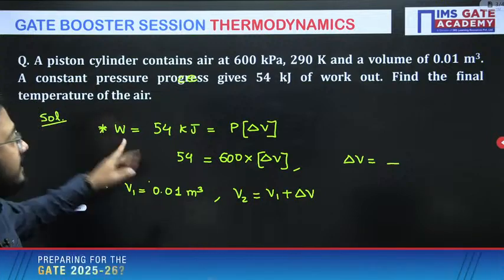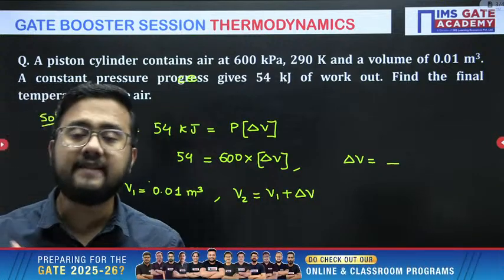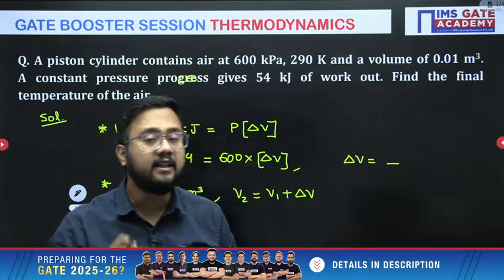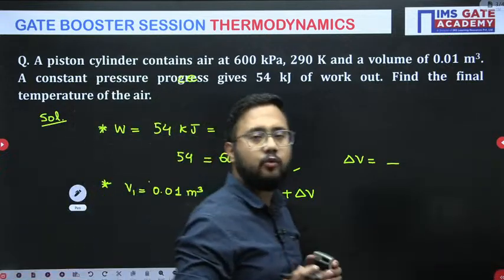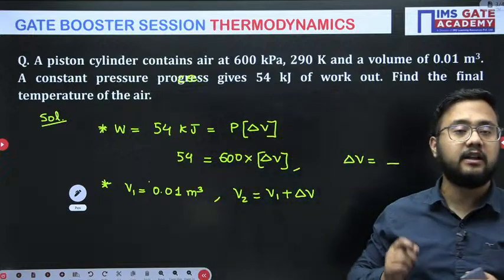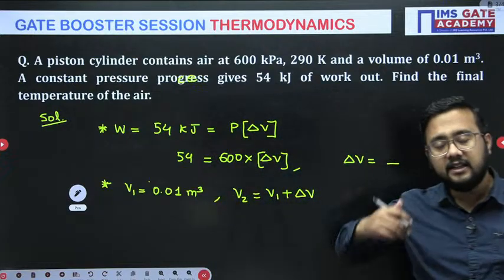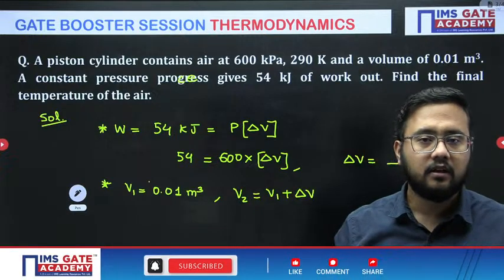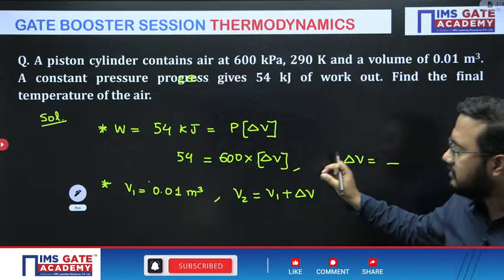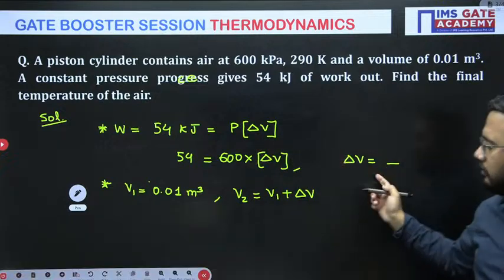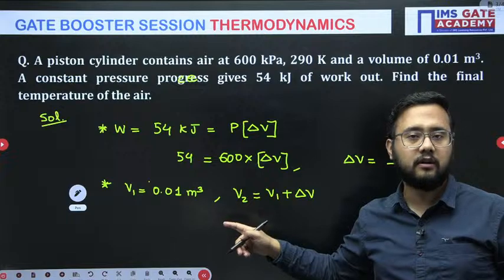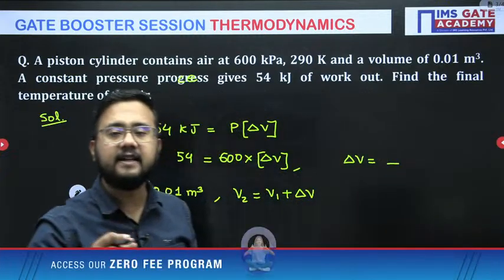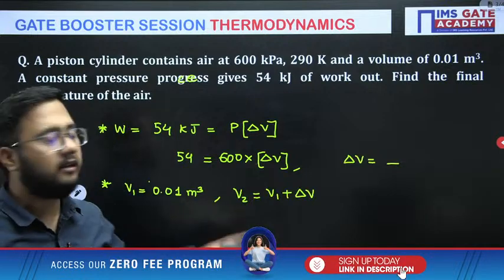Now, final temperature of the air they are asking. Basic ideal gas relations we need to apply. I'm telling you, ideal gas equation is the most basic equation that we need to understand, specifically in thermodynamics. Many times I've seen people making mistakes while using the ideal gas equation itself. So just after writing this W work done, we got the change in volume. Through change in volume, final volume also we have solved. Now we need to calculate the final temperature using the basic ideal gas relation.